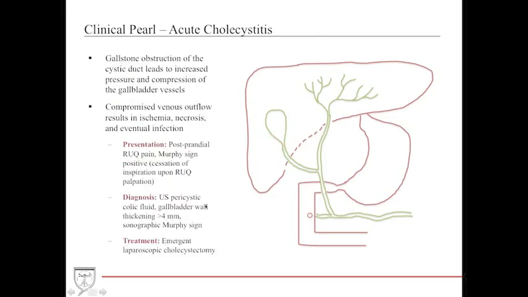For comparison now, acute cholecystitis is when you actually have the gallstone further down inside the cystic duct itself. This leads to increased pressure and compression of the gallbladder vessels running in the wall of the gallbladder. Since the arteries are high pressure systems and veins are low pressure systems, the arteries will continue to supply blood to the wall of the gallbladder, but this increased pressure will actually close off the veins, which will then cause blood to flow into the gallbladder and have nowhere to leave. This eventually compromises the gallbladder, leading to ischemia, necrosis, and eventual infection.